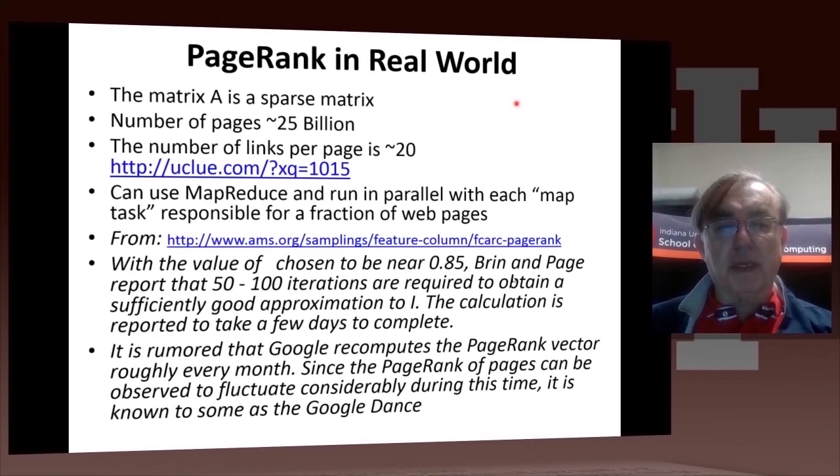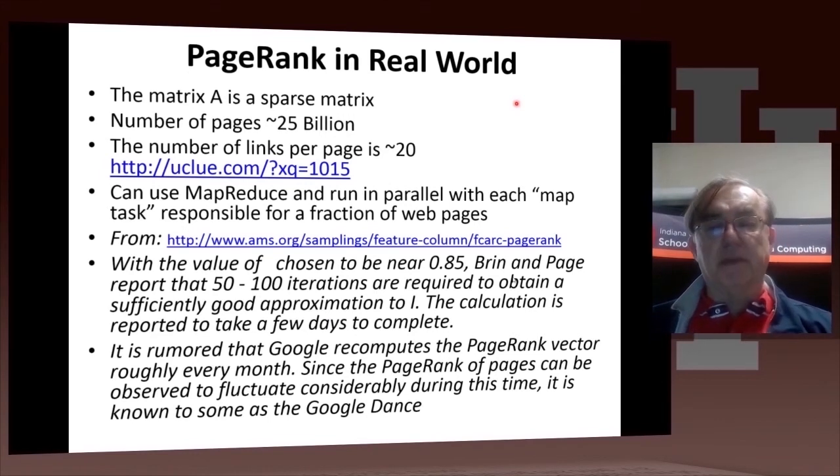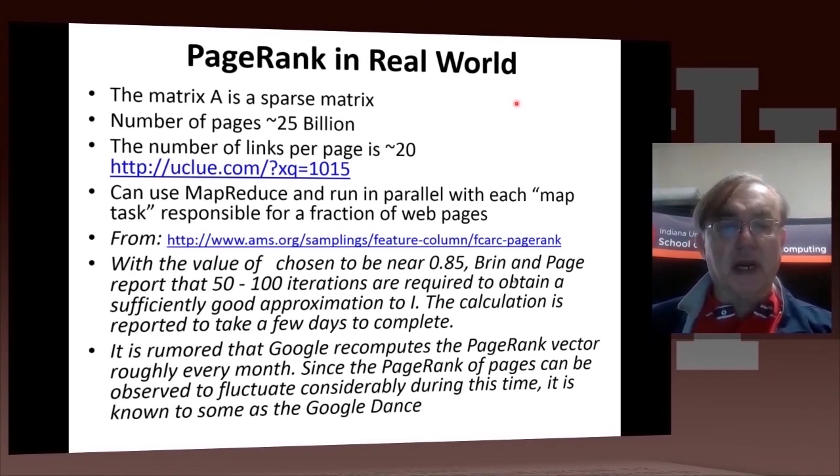Previously, we didn't care about that. When we actually had sparse matrices, most of them were 0. But that's drastically true in the real world. The average number of links on any one page is 20, according to this URL here. So really, we have a matrix which is 25 billion by 20. You need to use optimized sparse matrix methods. And you can do this with MapReduce. PageRank is a favorite MapReduce application.